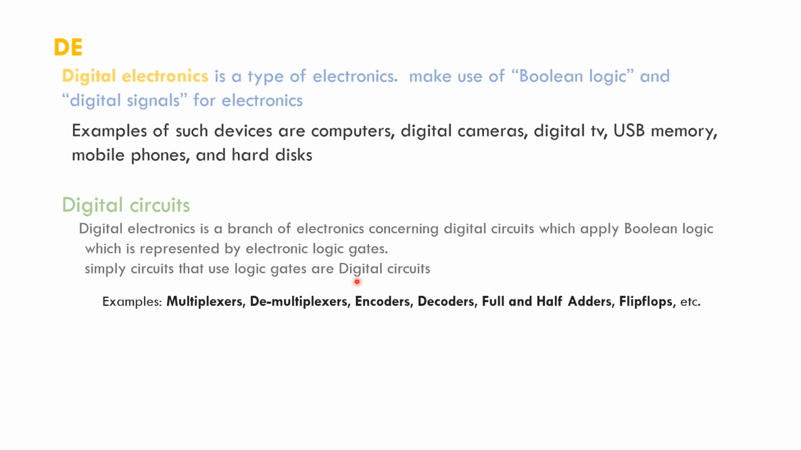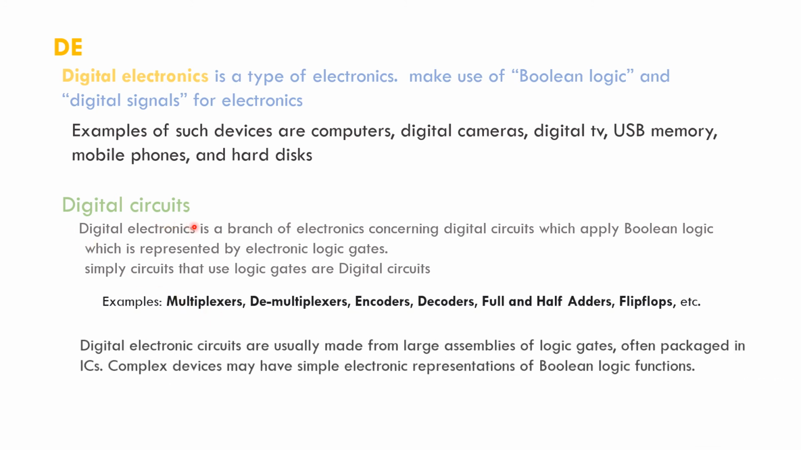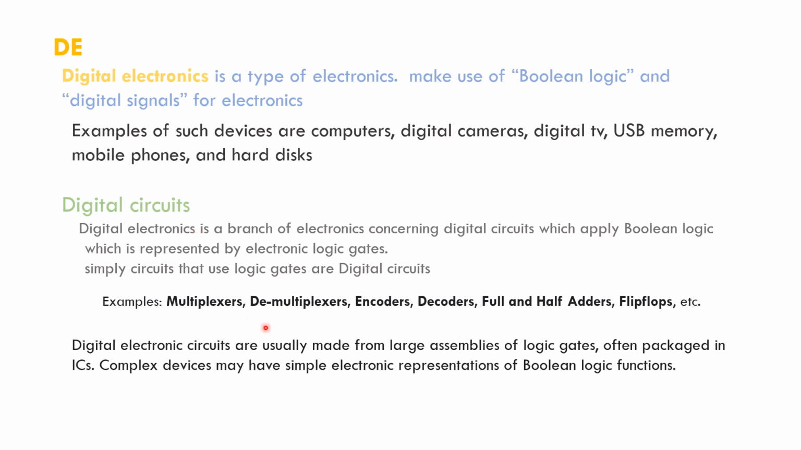Some examples of digital circuits are multiplexers, demultiplexers, encoder, decoder, full adder, half adder, flip-flops, latches, counters, registers. These are the examples for digital circuits. Digital electronic circuits are usually made from large assemblies of these digital circuits, often packed into ICs, so complex devices may have simple electronic representation of Boolean logic functions.